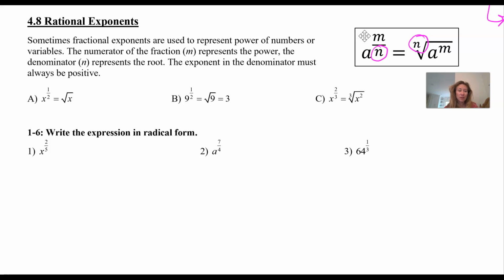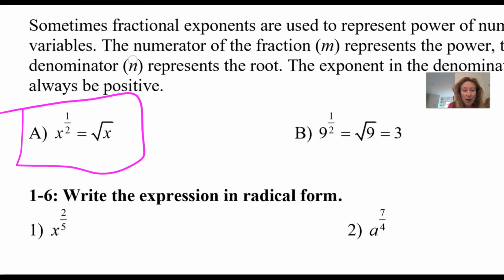So we see here in A, the square root, as you notice, it doesn't have a little n in the pocket. It's a secret 2.